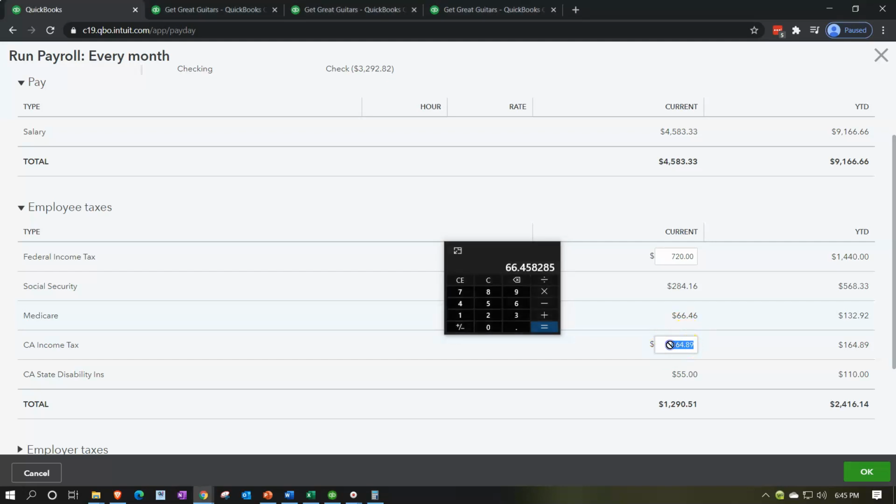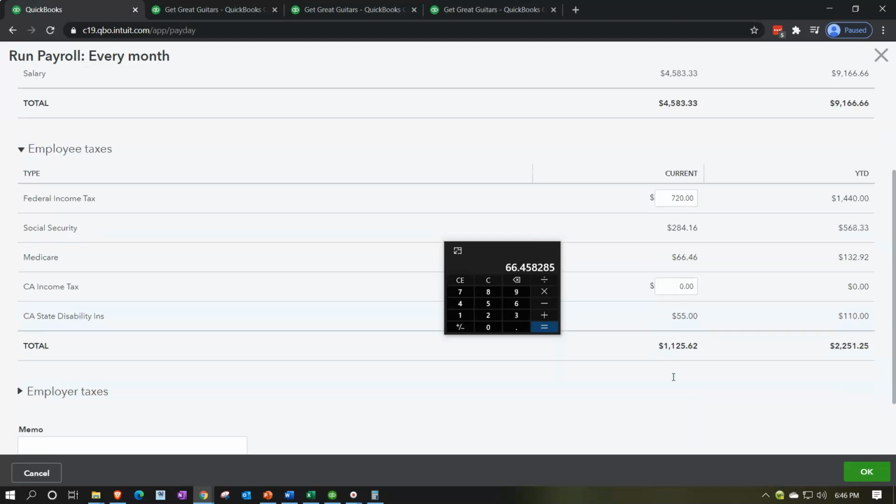Next, we have the state taxes, and I don't really want to deal with the state taxes here because they'll change from state to state, and I'm trying to make this as generic as possible. So I'm going to delete the state tax there. We're left with the 55. I can't delete that. That's for the California State Disability Insurance. So we will leave that there. Again, those things will change from state to state.